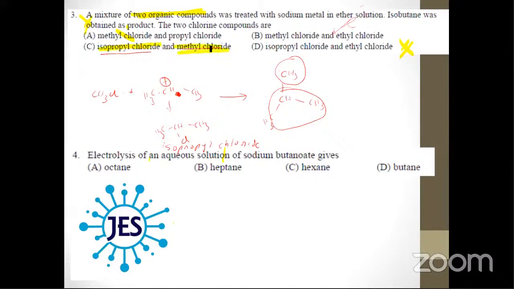Here is question number 4. Electrolysis of aqueous solution of sodium butanoate. This is something we learned under decarboxylation reaction. See how the general reaction looks here. We'll give you the general reaction first.